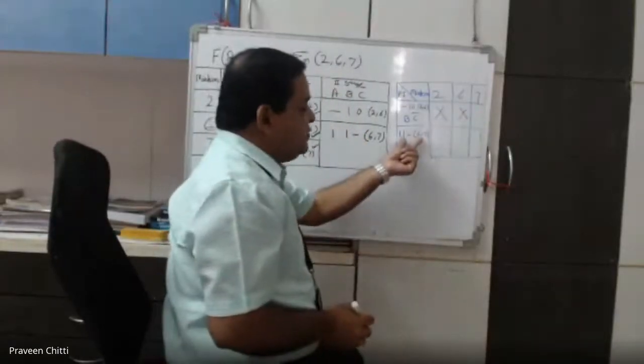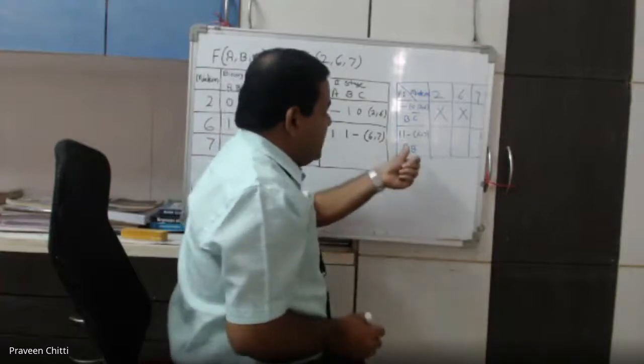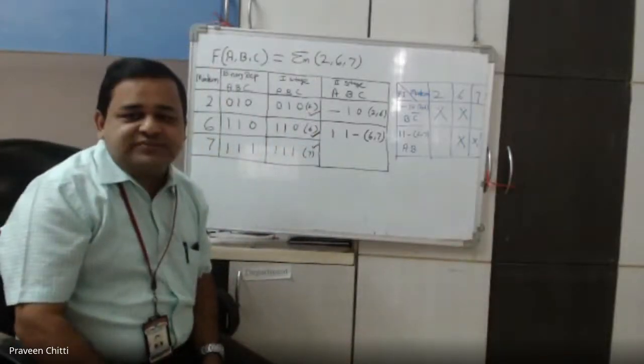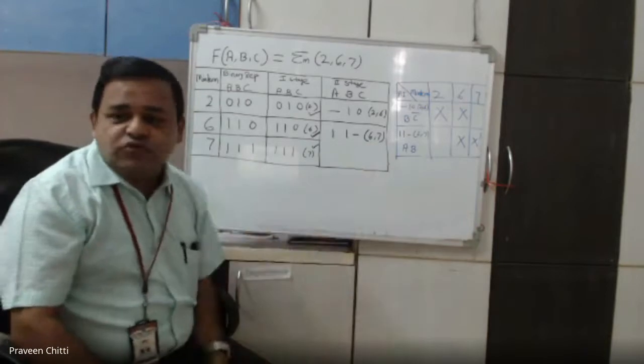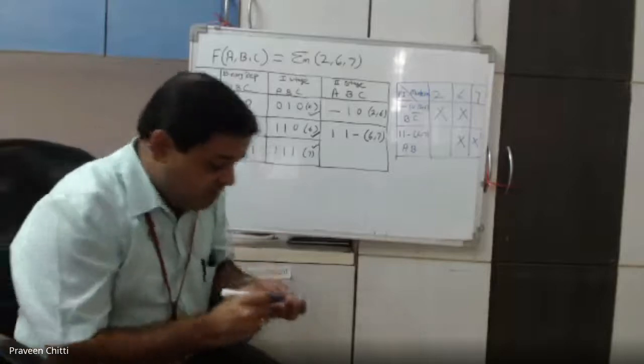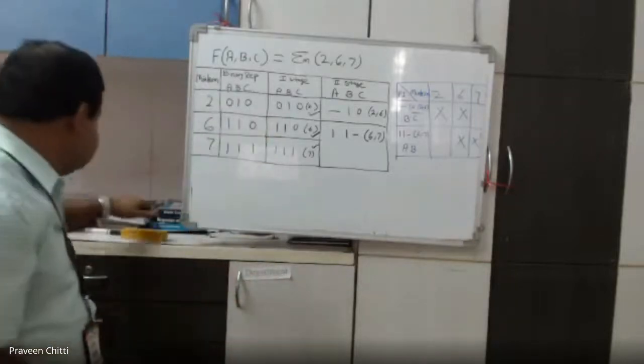Similarly, this prime implicant covers which min terms? 6 and 7. Is that clear? 6 and 7. It is clear how to put the X marks. Is that clear? Yes, sir. Yes or no? Sir, clear. What is the next step then? That is called the prime implicant chart.